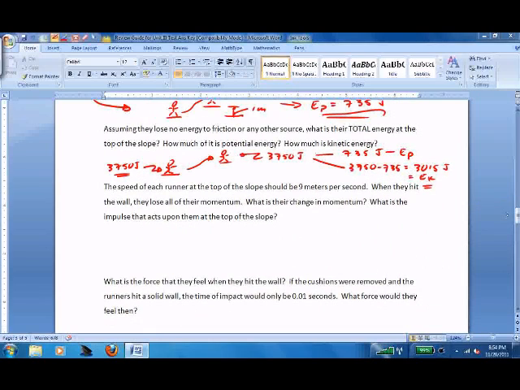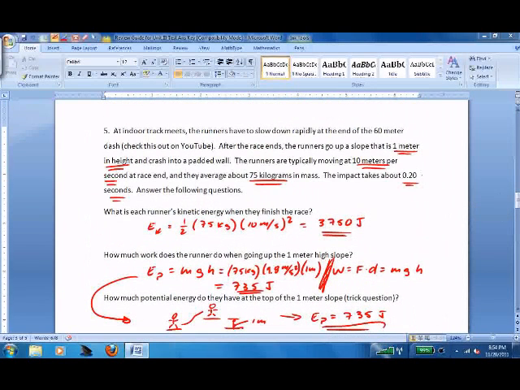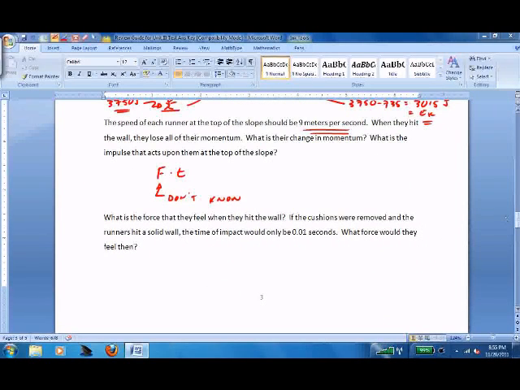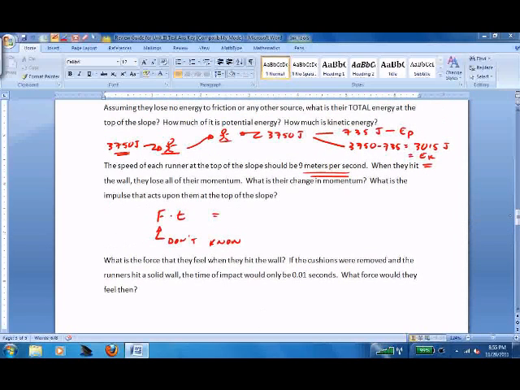Speed of each runner at the top of the slope should be 9 meters per second. How did I get that? Well, I just plucked it out of thin air. When they hit the wall, they lose all of their momentum. What is their change in momentum? Well, it'd be F times t. But we don't know F. t is given up at the top. It's 0.20 seconds. So up at the top, they have 75 kilograms.